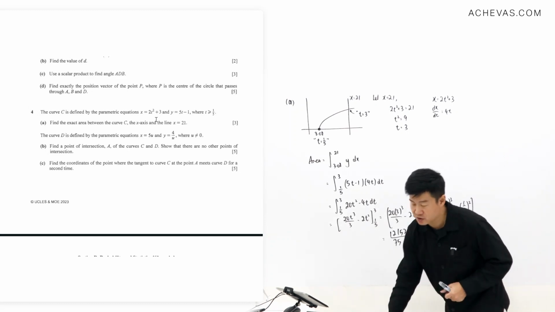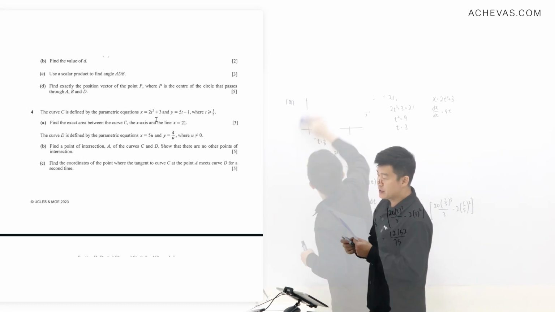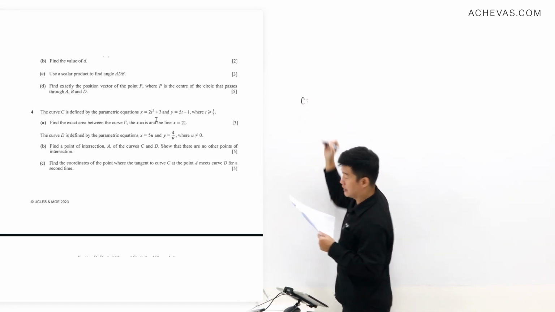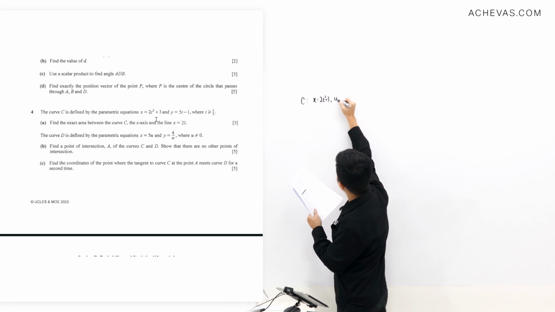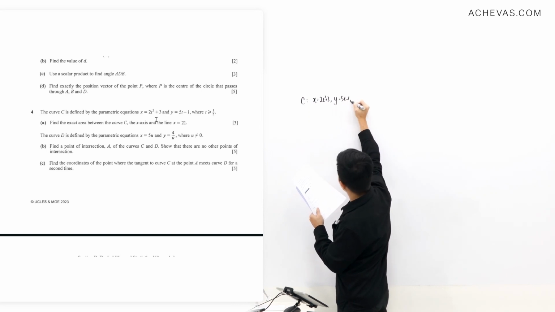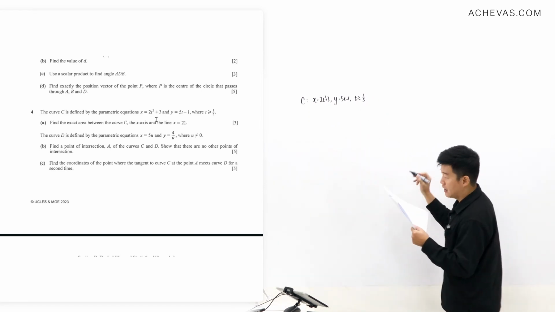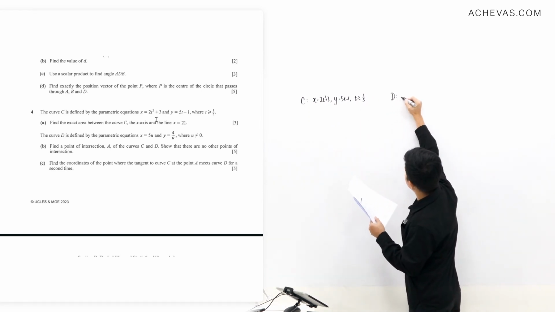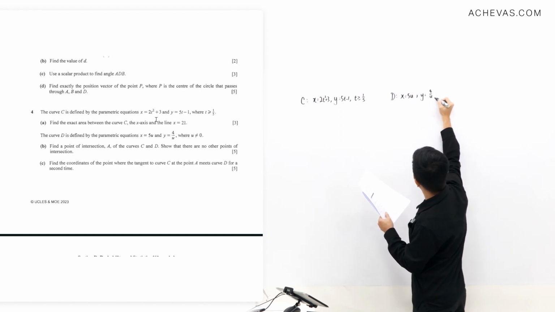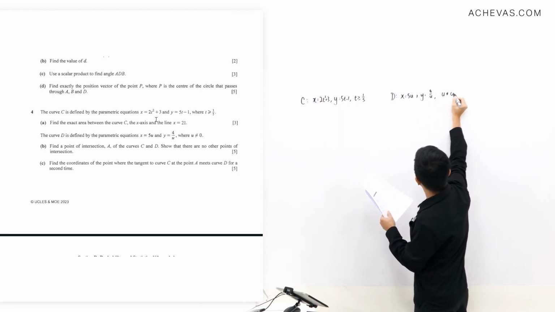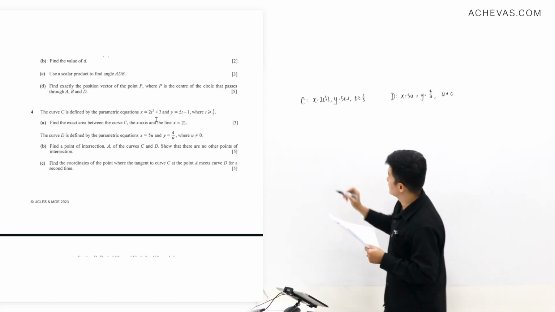Let me erase this and let's try out part B. So now we have another curve D. Let me just write down C first. C is when x is equal to 2t squared plus 3, y is equal to 5t minus 1, and t is bigger or equal to 1 over 5. This is for curve C. And for curve D is when x is equal to 5u and y is equal to 4 over u, and the domain is just simply u cannot be equal to 0.